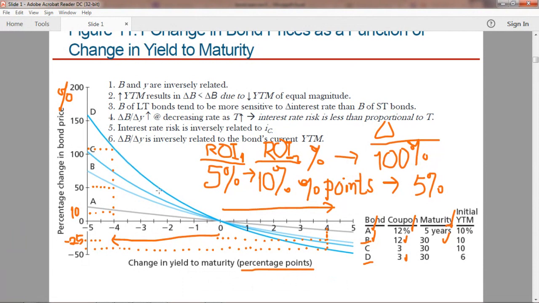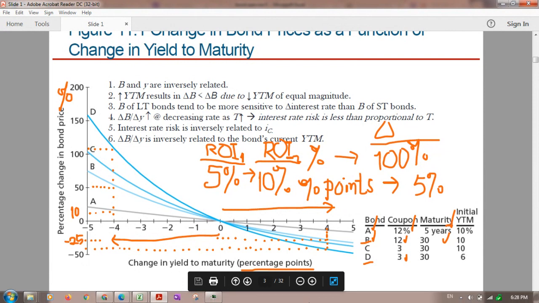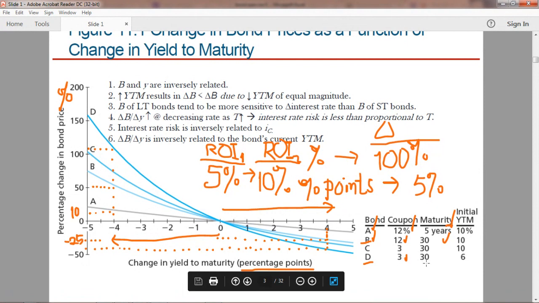The curve has different slopes everywhere. Look at the curve. Curve D is bond D, and bond D has a very low coupon rate, but a long maturity, and a relatively low initial yield. Such a bond is very sensitive, and the sensitivity is basically captured by the slope of the curve, right? High sensitivity is a high or steep slope.